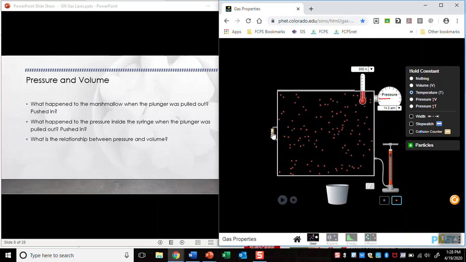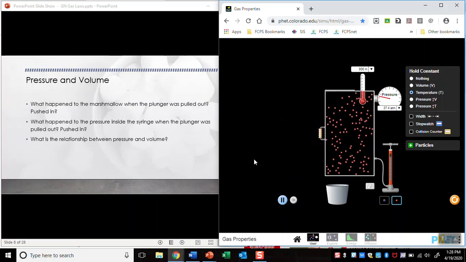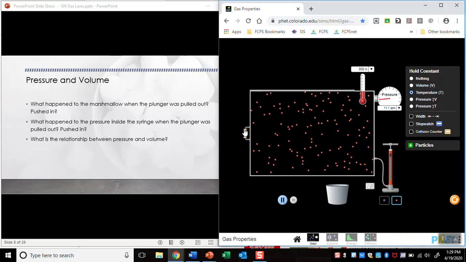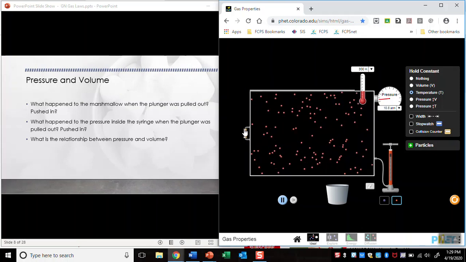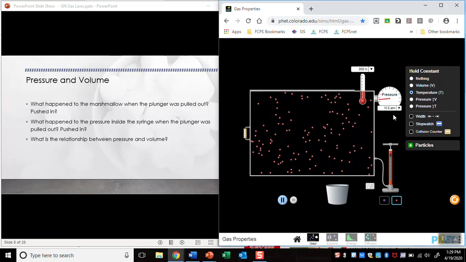Now if I make the volume smaller, what happened to the pressure? Yeah, it increased to 27, 28, right? Because even if you look here, it's creating more collisions. What's going to happen when I bring the volume out? Less collisions means less pressure, right? It's going back and forth between 10 and 11 atmospheres.